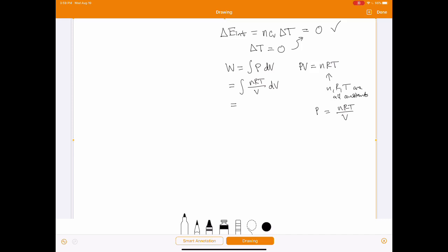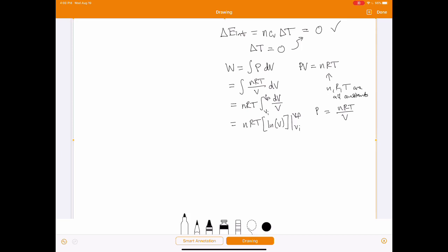And the next step we can take is to pull out these constants. n, R, and T are all constant. Then what we're doing is we're integrating dV over V. And let's put the limits on this. We're going from V initial to V final. So hopefully you remember how to integrate 1 over V. That integrates to the natural log of V. So we have nRT, and then we have the natural log of V. And we better evaluate that at the limits V initial to V final.